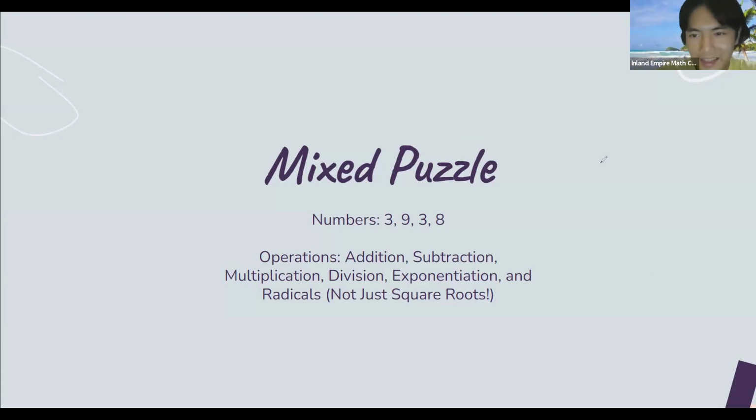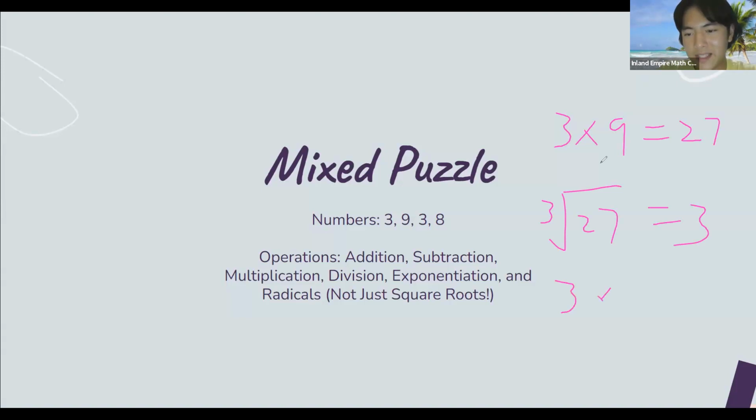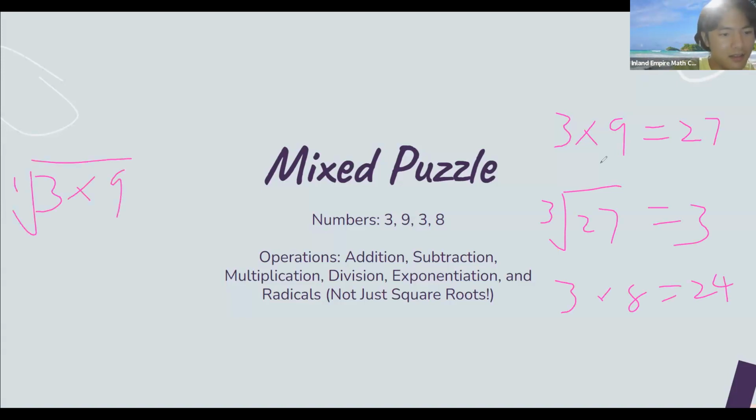So 3 times 9 equals 27, right? The cube root of 27 is 3. 3 times 8 equals 24. So if you write it in one sentence, it's like this. It's pretty hard. It's a hard one. I know. I'm telling you, this is insanely hard.